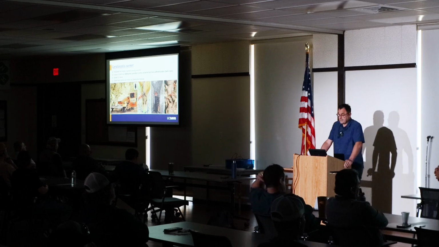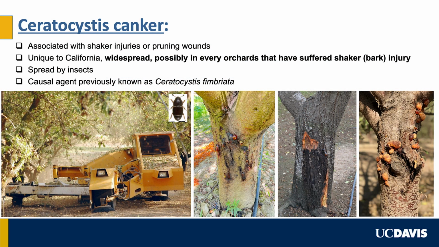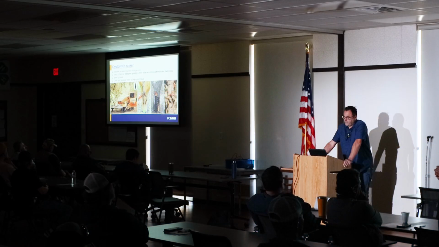Ceratocystis canker, I mentioned, basically anywhere in California, in any tree suffering shaker injury, you will be likely to see Ceratocystis canker developing in an orchard. So it's pretty much ubiquitous. We're not exactly sure where this pathogen is originating from, but what we know, it's only happening in California. We have many almond producing regions in the world, but that disease is unique to California. So it's probably likely to occur in the natural environment and making its way to almond orchards.